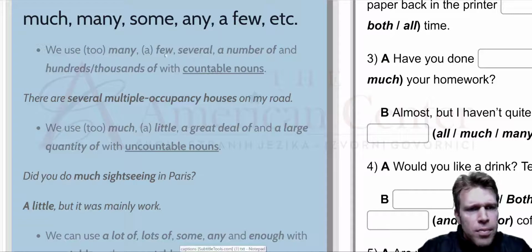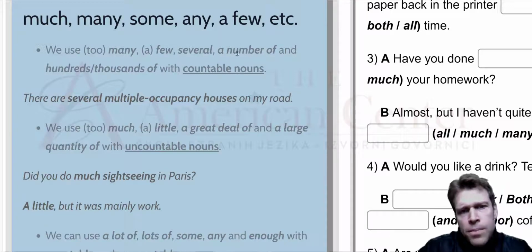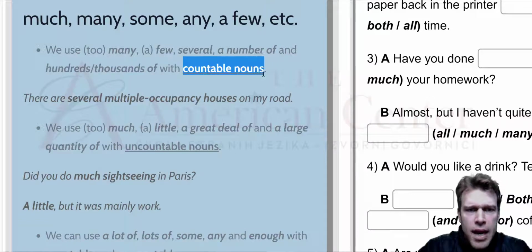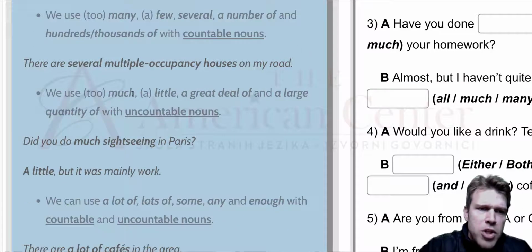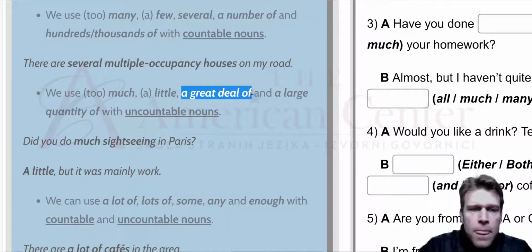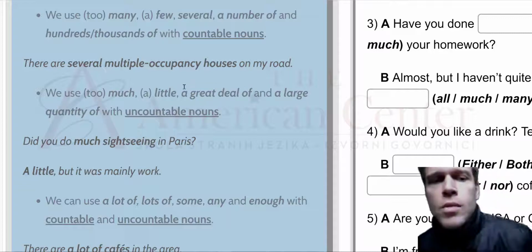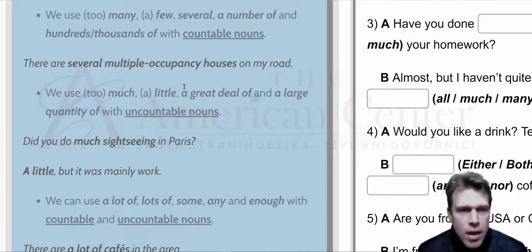Okay, we use too many, a few, you see, the and then in front of few, several, a number of, and hundreds, thousands with countable nouns. That's big, right? And then here, much, little. We've added some phrases here or quantifiers, a great deal of, and a large quantity, okay, with uncountable nouns.